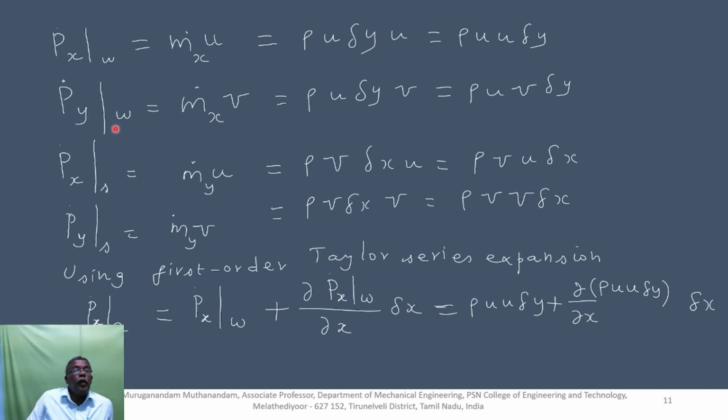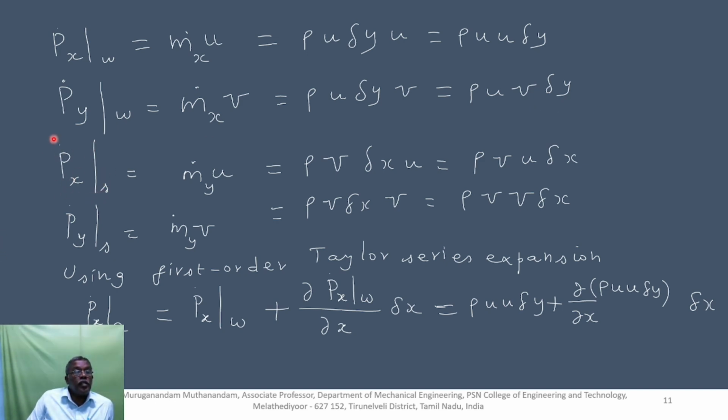P dot y w, that is the momentum flow in the west wall of the control volume due to the mass flow in the x direction, m dot x, is m dot x v. Using the definition for m dot x, it is written as rho u v delta y.